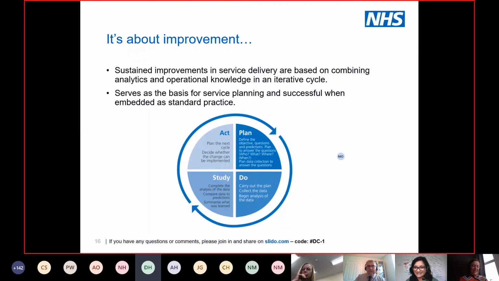Thank you. So just before we move on, we've got one question that's come in via Slido from Alex. Do you think anyone can do this, and what are the top skills required by people working in demand and capacity planning?